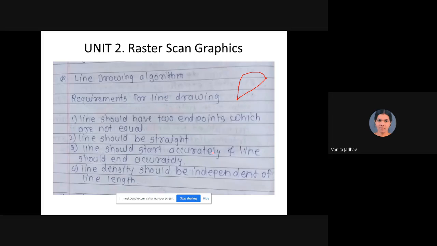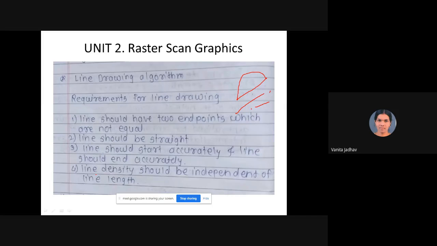The line should start accurately and end accurately. For example, if this is one endpoint and this is the other, it should start from here. It should not be like this because it is not ending correctly. Or if these are the two endpoints, it should not be like this. Are you getting my point? Yes, students? Yes, ma'am. So it should start correctly and end correctly. These are the basic requirements for line drawing.